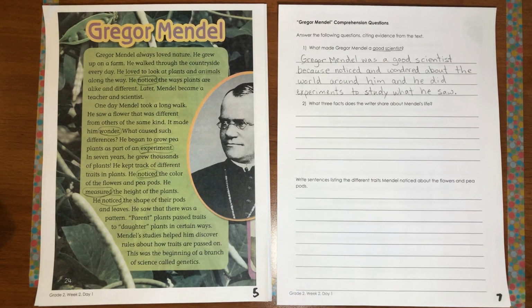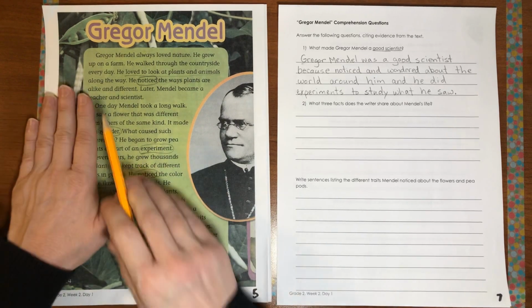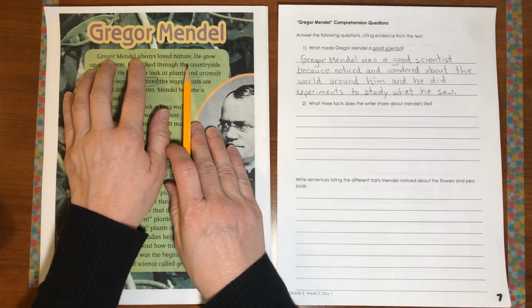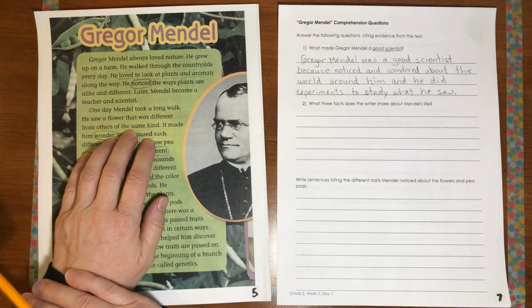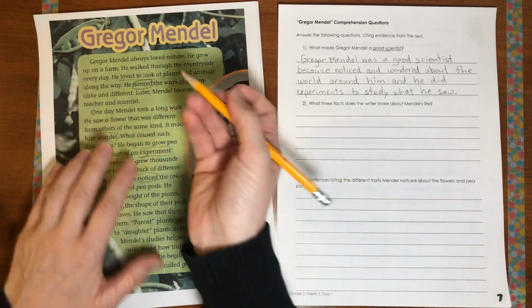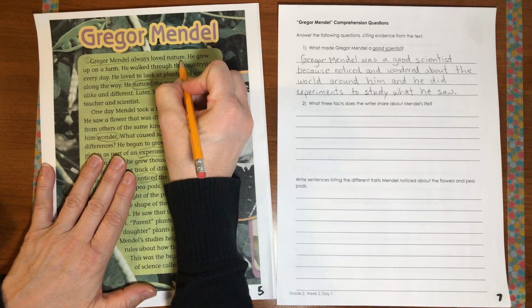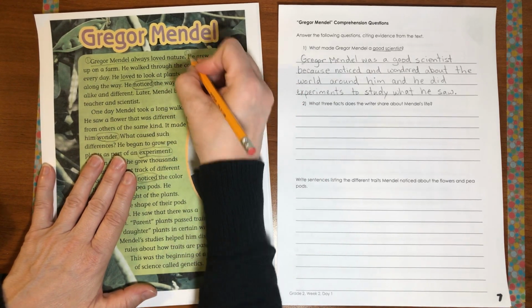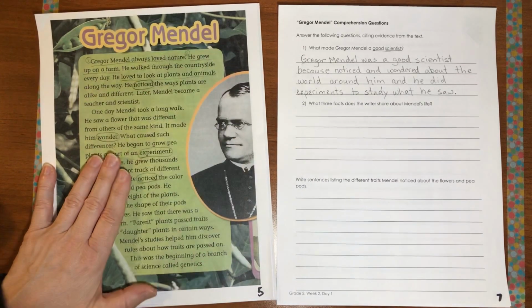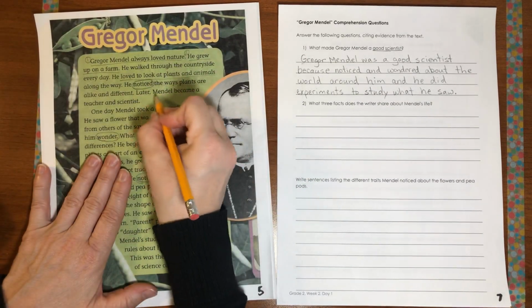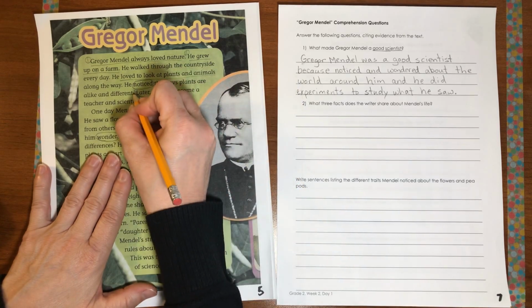All right, so we're gonna take a look at number 2. What 3 facts does the writer share about Mendel's life? Okay, so this is all about Mendel and what he did in his life. So a lot is shared at the beginning. So we know that Gregor Mendel loved nature. We know that he grew up on a farm. So I'm going to put a 1 here. He loved nature. Number 2, he grew up on a farm. And then down here it says he became a teacher and a scientist. So I'm going to put that for number 3.